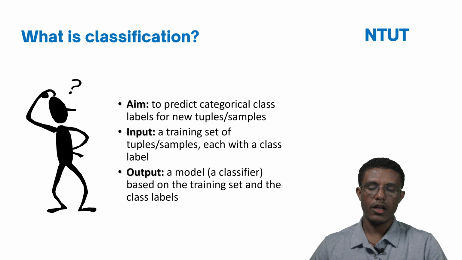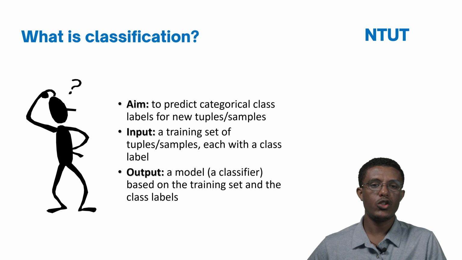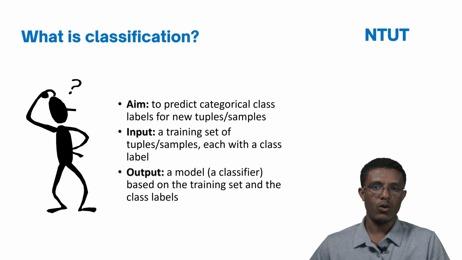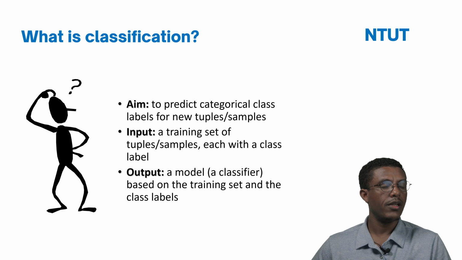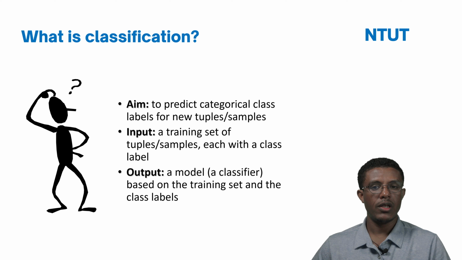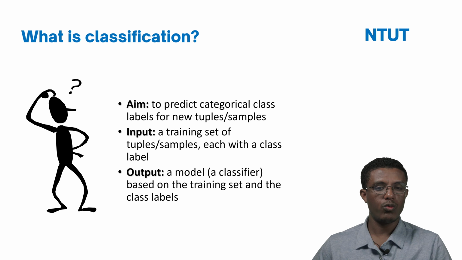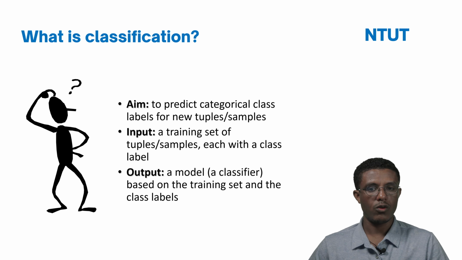When we say classification, the aim is to predict the categorical class labels for new tuples or samples. The input is a training set of tuples or samples, each with a class label. Because classification is a type of supervised learning, each training tuple or sample has features with a corresponding class label. That means each x value corresponds to a y value, which is called the class label.